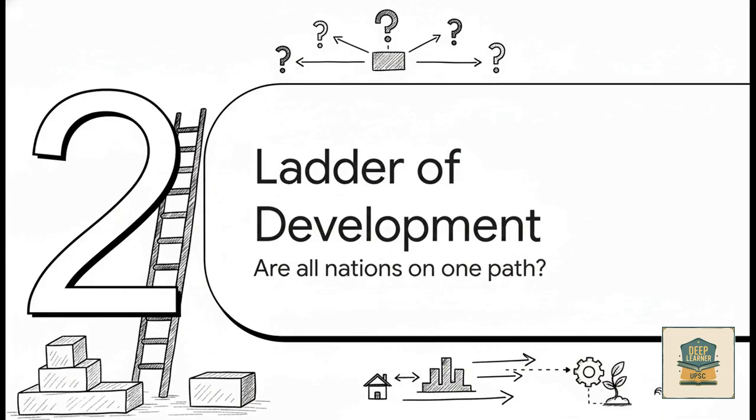So once you've got a model for how a political system works, the next logical question is, well, how does it change? How does a state develop? And for a big chunk of the 20th century, the answer seemed pretty simple. Everyone's just climbing the same ladder.